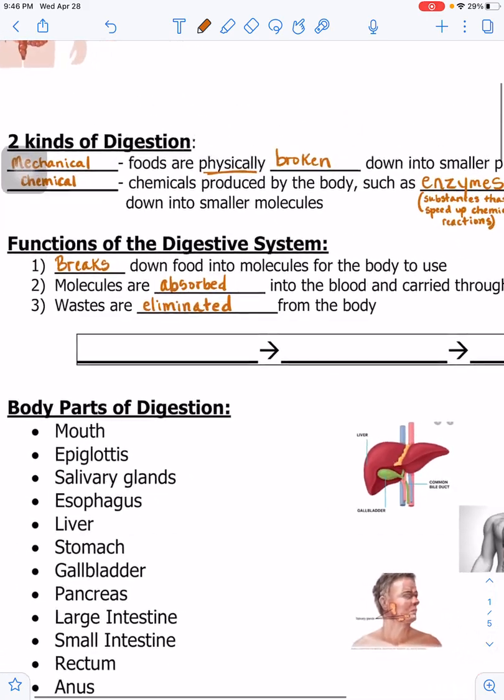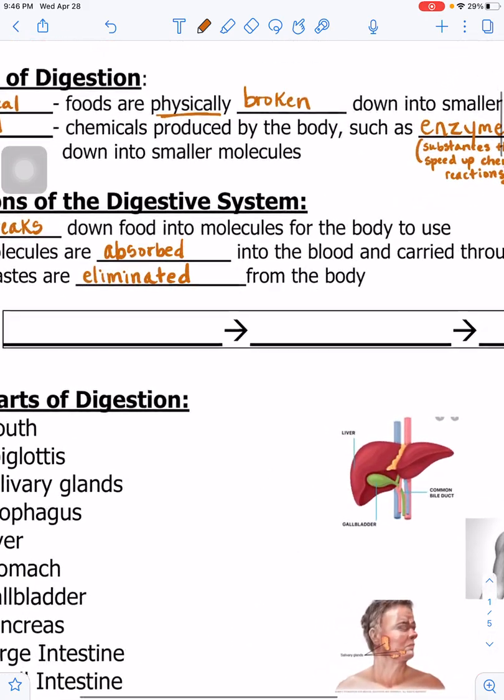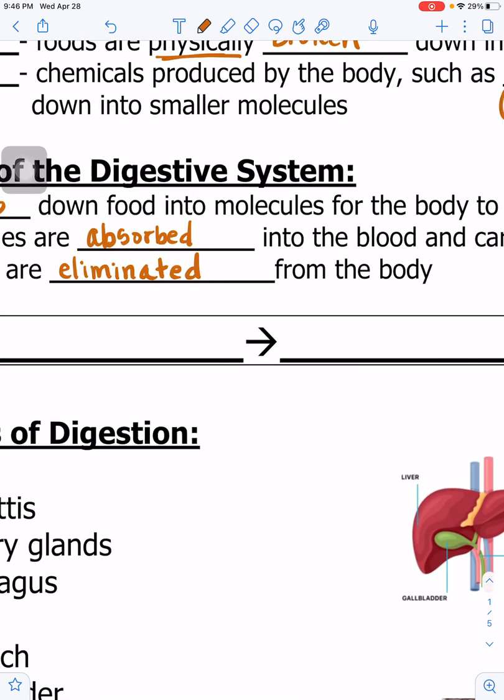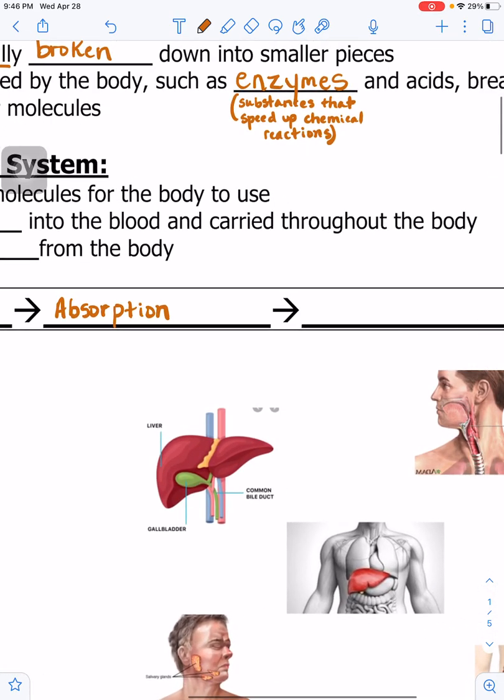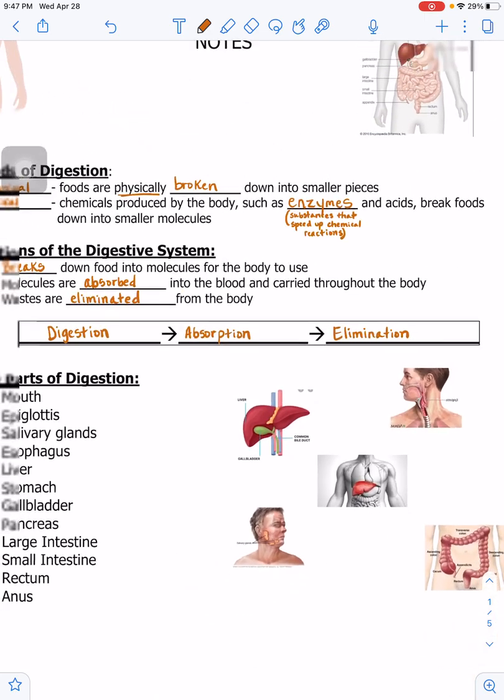So to do the functions in 3 easy words, you are going to write this little flow map. The functions are digestion, absorption, and elimination. Those are the 3 functions in 3 words.